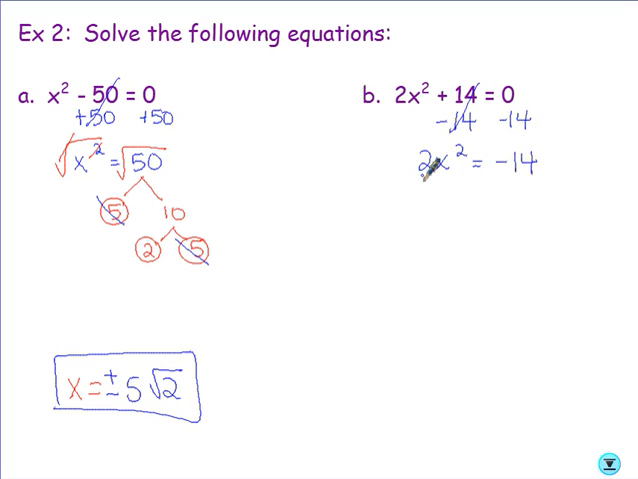Next, I want to get rid of this 2. I'm going to divide by 2. That leaves me with x squared equals -14 divided by 2 is -7. Now, I'm ready to square root. Square root both sides. Square and square root cancel. I have x down here by itself. Let's look at the -7. Notice I said it was negative.